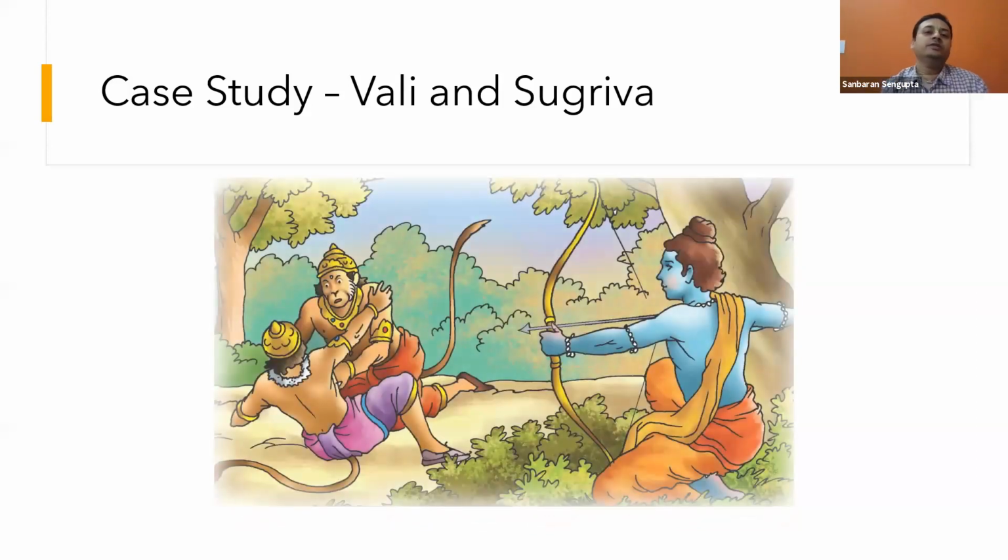Obviously, there was some discussion after that, and Vali was blessed by Indra to not die till he had the golden necklace on his neck. But yes, eventually he leaves his body. Lord Ram kills Vali for his past sinful activities of throwing his brother out of his kingdom, taking his wife for his own, and usurping everything that his brother had.